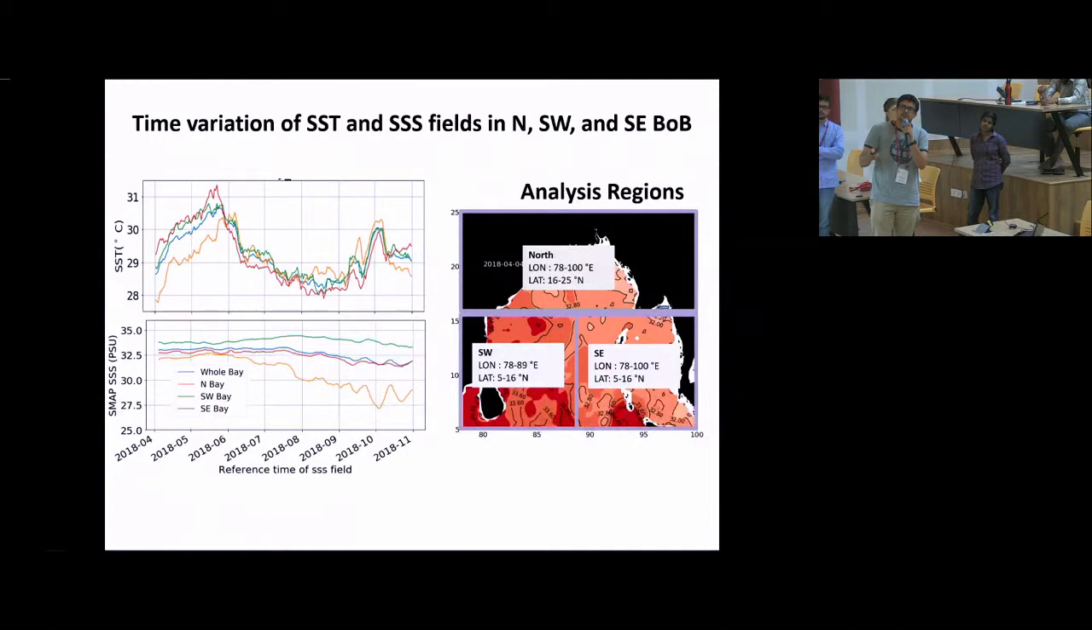You find that there is higher variability in the southeast and the northern part of the bay, close to the river delta regions. And in the sea surface salinity, you see this strong difference between the northern part of the bay and the rest of the bay. You find that there are some oscillations here towards the end of the monsoon period, which is probably from the seasonal oscillations in rainfall over the landmass, which finally you pick up in the sea surface salinity signal.